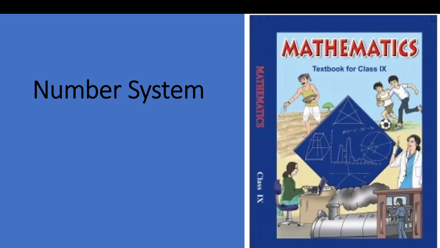So we were doing the number system. We have done up to chapter 1.2. Now we are doing chapter 1.3. So this is the NCERT class 9 book. You can see, much familiar with the book. So now what is in chapter 1.3?